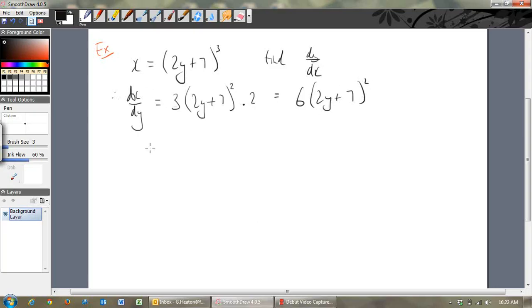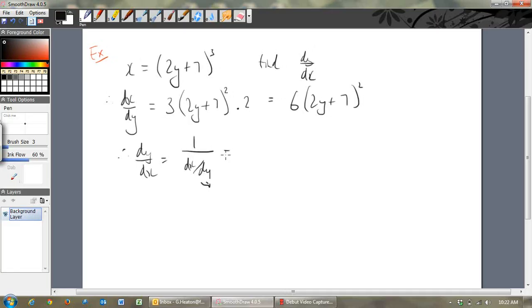Therefore dy by dx is equal to 1 over dx by dy, so we just flip that upside down. It's just 1 over 6(2y plus 7) squared, and there's your answer. You've ended up with dy by dx in terms of y, not x.